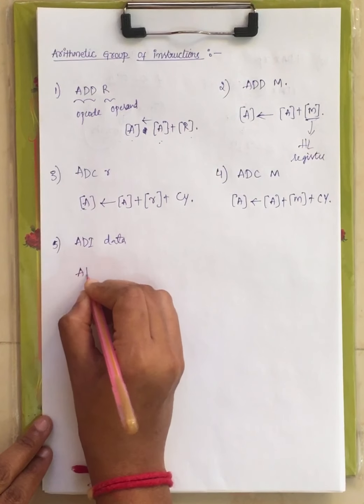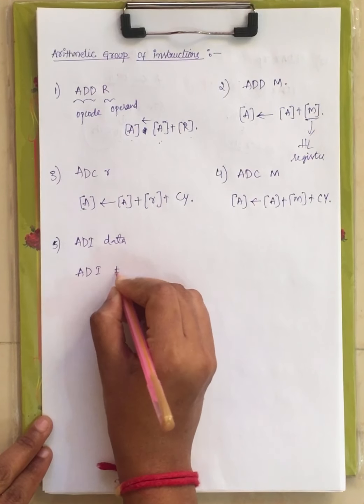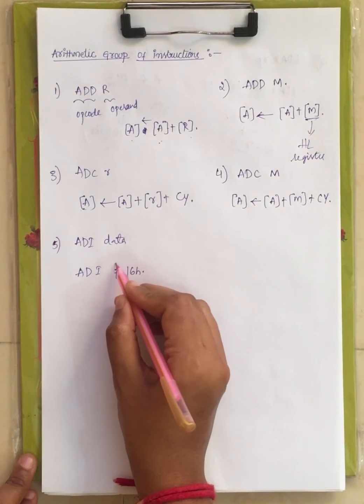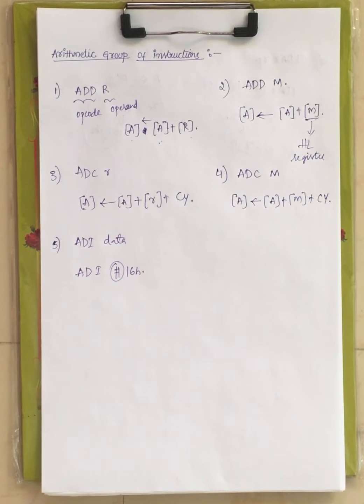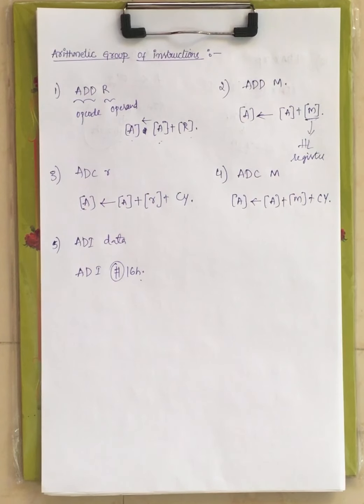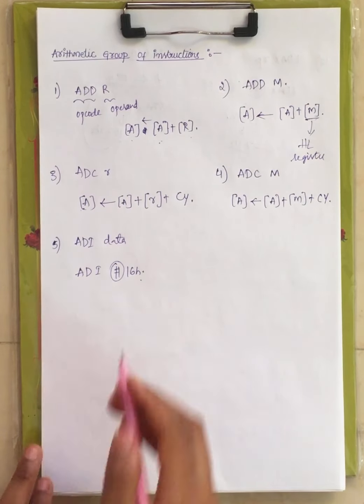Now I can give an example, ADI 16H, right? Now what does this asterisk indicate? What does this symbol indicate? The direct data is specified within the instruction. If you are using this symbol before any data, the direct data is specified within the instruction, right?